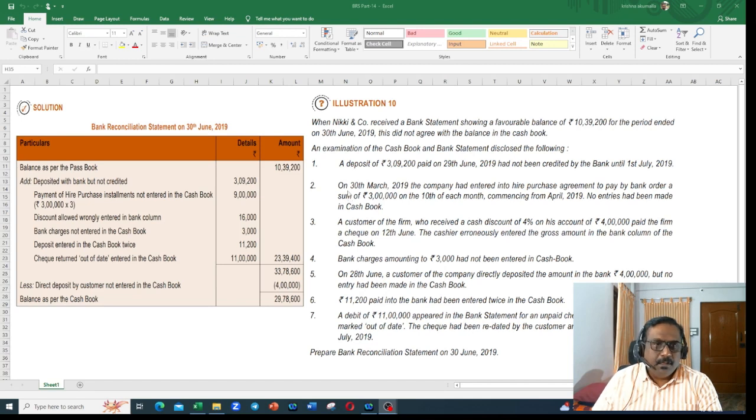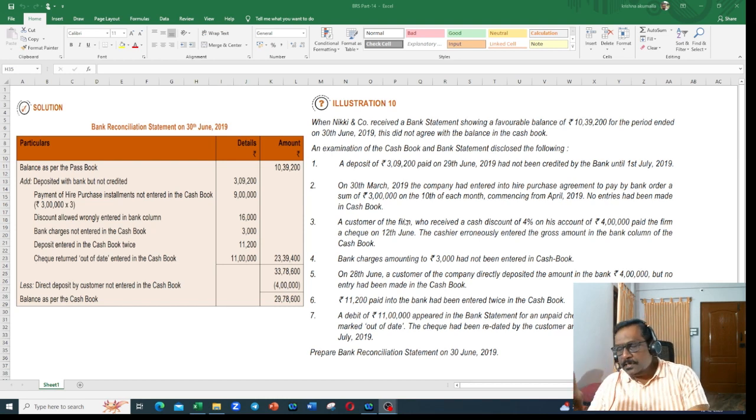Second point. On 30th March 2019, the company had entered into a hire purchase agreement, to pay by bank order a sum of 3 lakhs on the 10th of each month, commencing from April 2019. No entries had been made in the cash book. This is a very important point we need to discuss. A bank order payment has to be done every month commencing from April 10th. Every month we have to pay 3 lakhs.